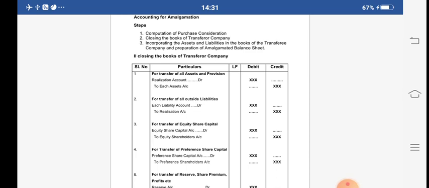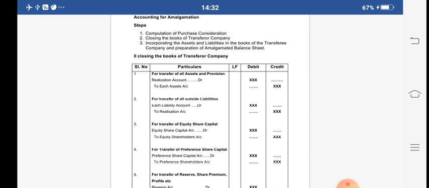In the last class we discussed the purchase consideration, and I hope all of you solved the problem I gave for homework. Now in this class we will see the next step.